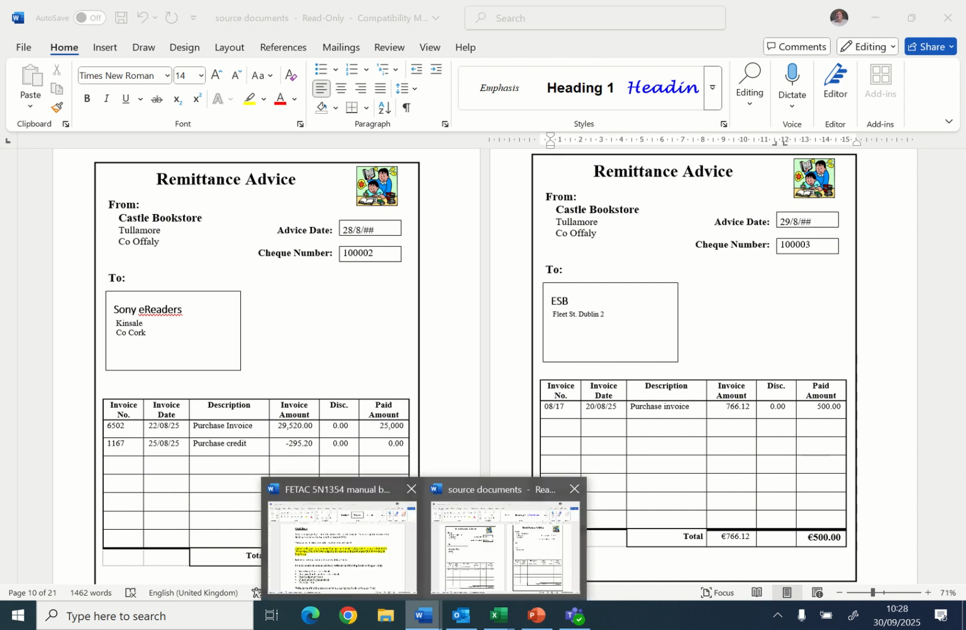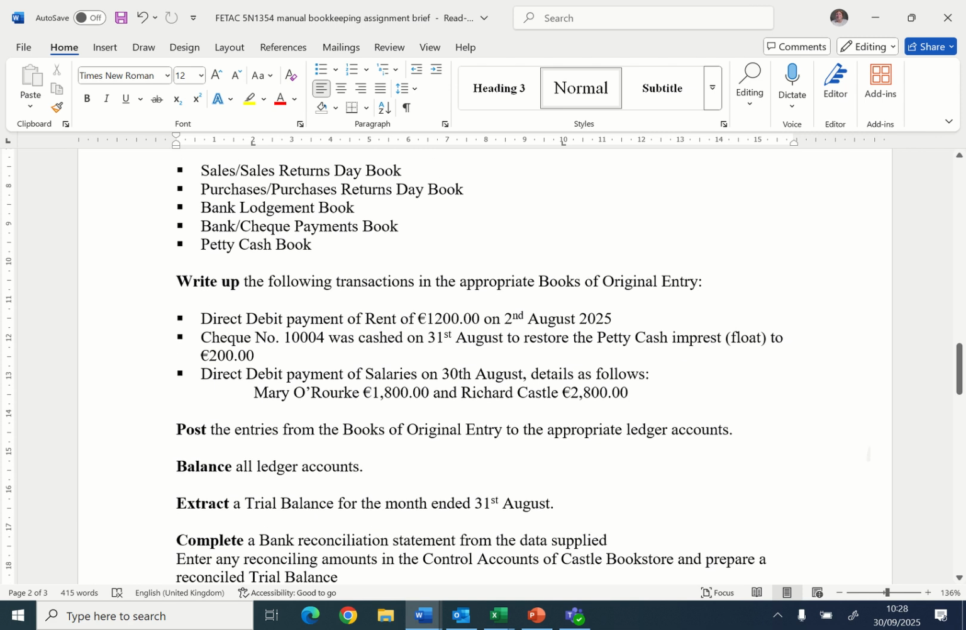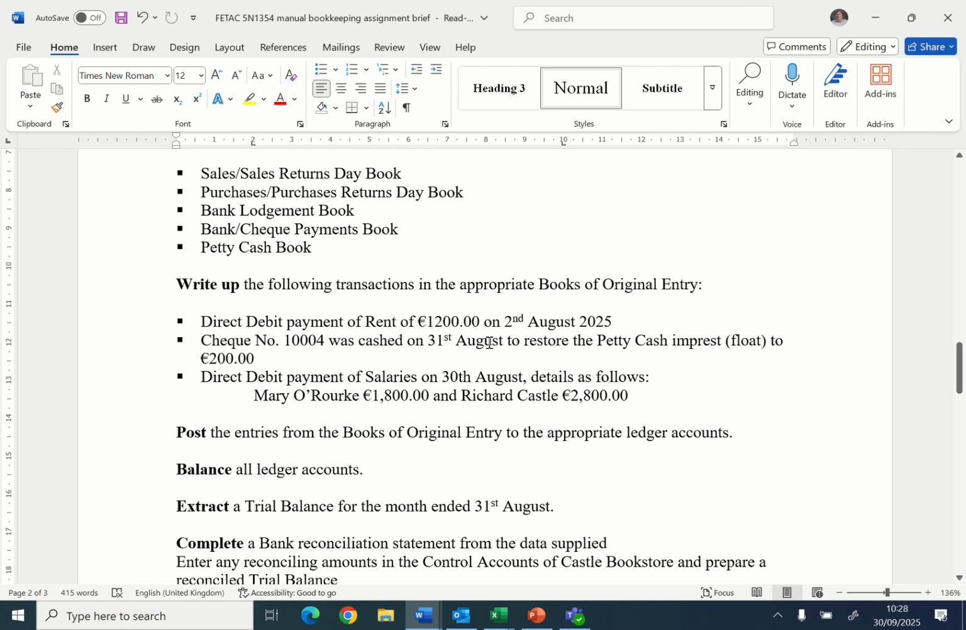We also know that at the start of the question, we were told of other payments that we had made during the course of the month. And these three items here will also need to hit our check payments book. So we had a direct debit payment of rent. We issued a check at the last day of the month to restore the petty cash imprest, and we'll deal with that in the petty cash book. And we had a direct debit payment of salaries for Mary O'Rourke and Richard Castle. So both of those will also need to go into our check payments book.